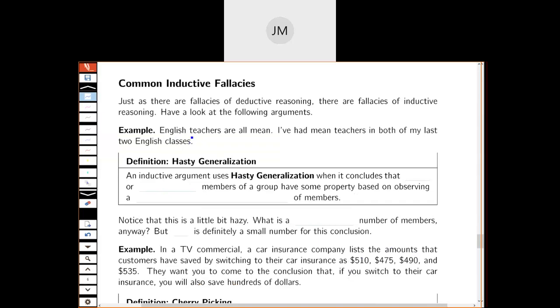So our first example, English teachers are all mean. I've had mean English teachers in both of my last 2 English classes. Just like we did with deductive reasoning, we'll give names to these. And this one is called a hasty generalization. So an inductive argument uses hasty generalization when it concludes that all or most members of a group have some property based on observing a small number of members.